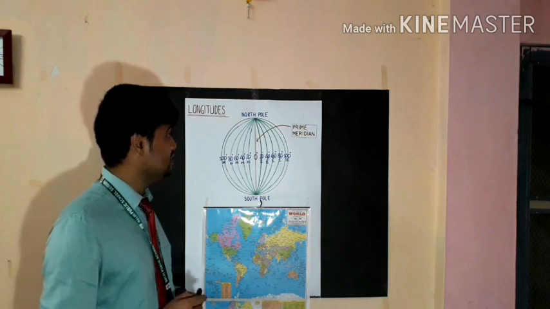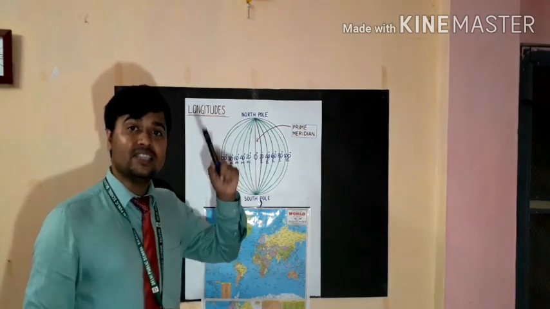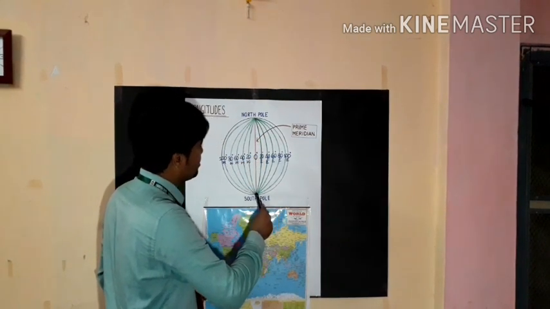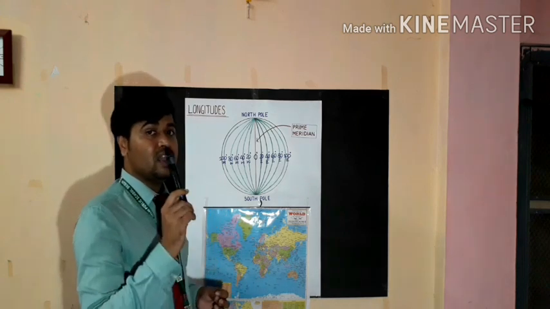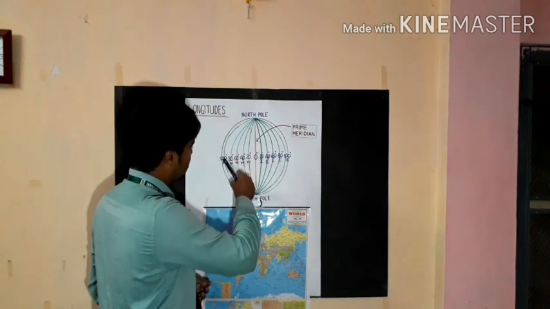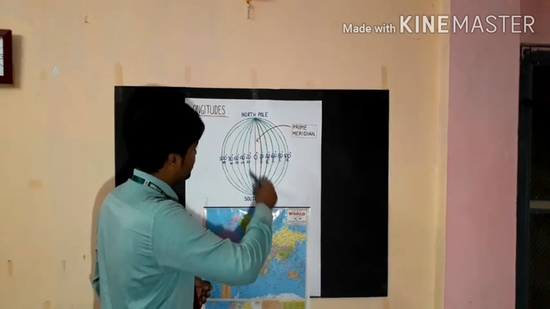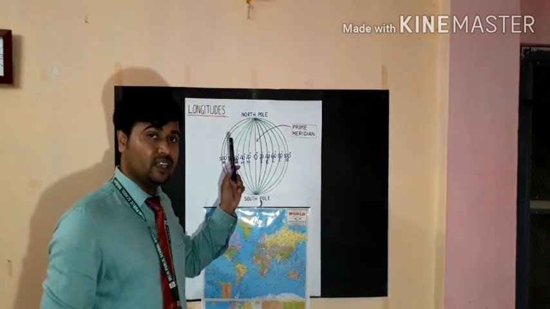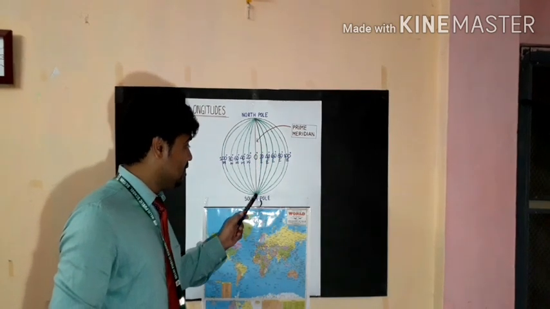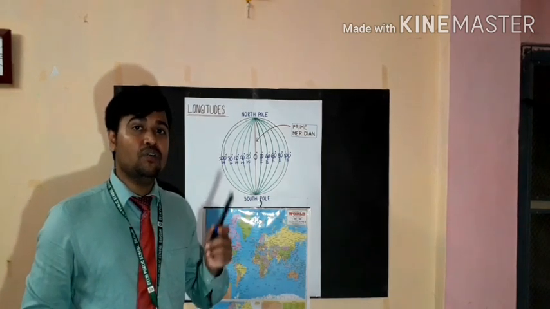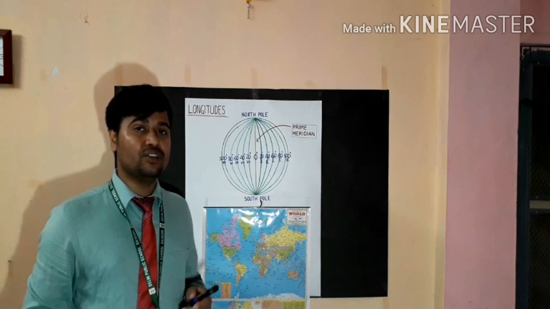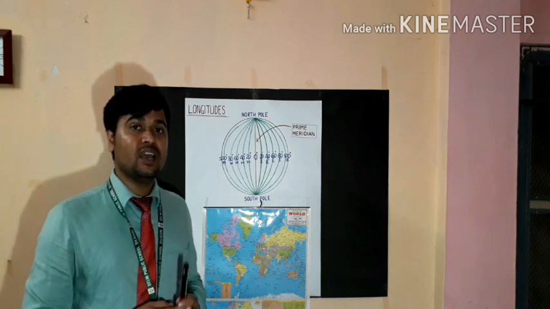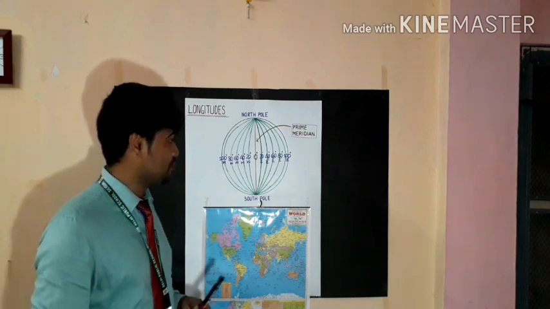Third, longitudes are semicircles. That means all the longitudes are semicircles, not like the latitudes. You can see here all the longitudes are semicircles this way. Number 4, the 0 degree longitude and 180 degree longitude divide the earth into the eastern hemisphere and the western hemisphere.